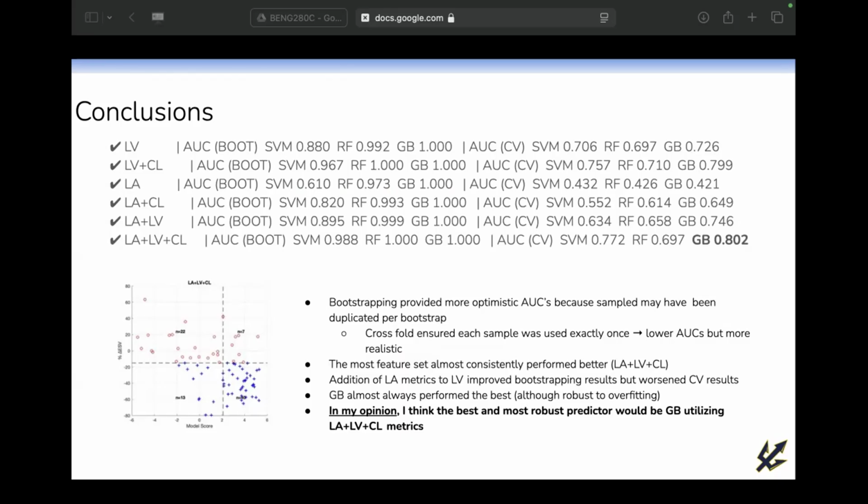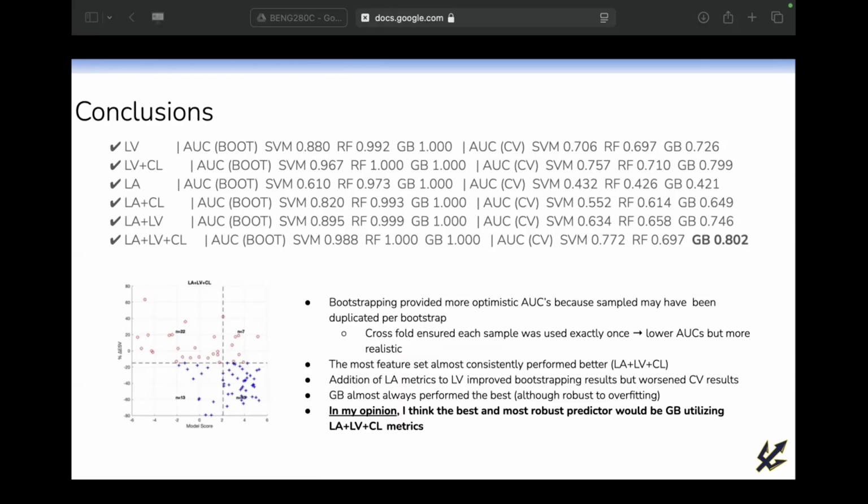So here we summarize everything. At the top, you can see the AUC results for all combinations of sets, models, and validations. To conclude these findings, bootstrapping may have caused some overfitting, especially for the random forest and the boosted gradient models, which is why we tested the five-fold cross-validation in parallel. These results may have been more realistic for this retrospective study, even though left ventricle plus clinical results performed quite well.